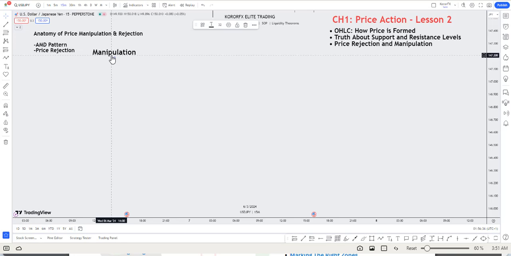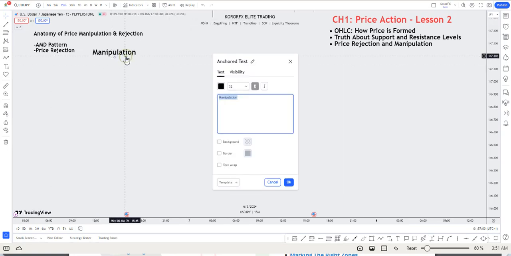The machine or the program they use always does two things. One is manipulating the price, and second is engineering liquidity. So it always engineers liquidity and it always manipulates the liquidity. Those are the two things that the machine, program or algorithm does. The algorithm does only two things.